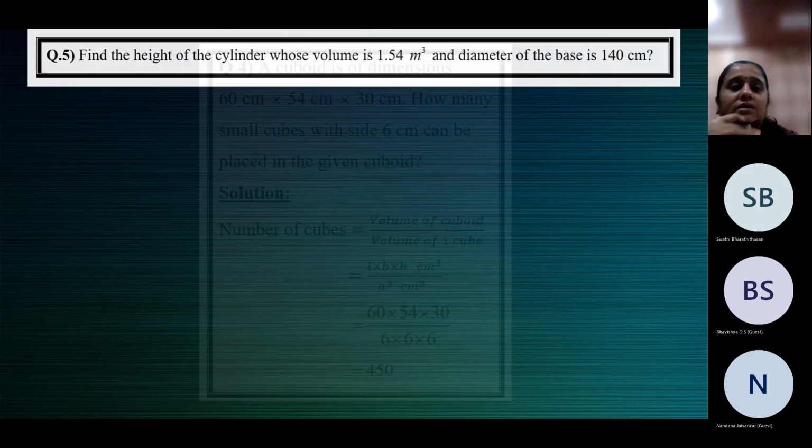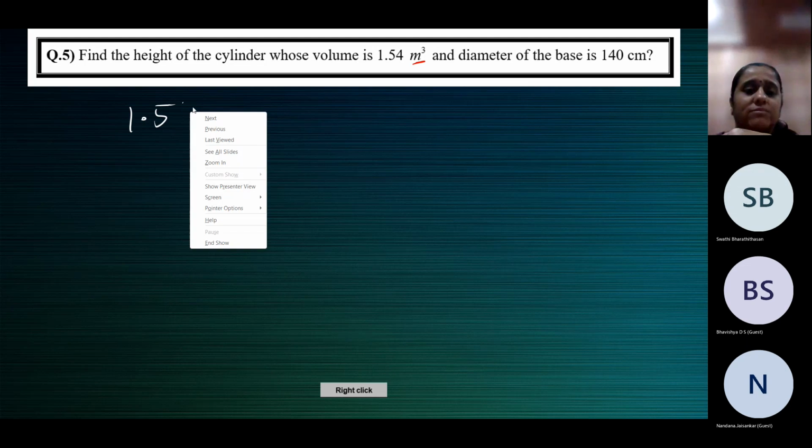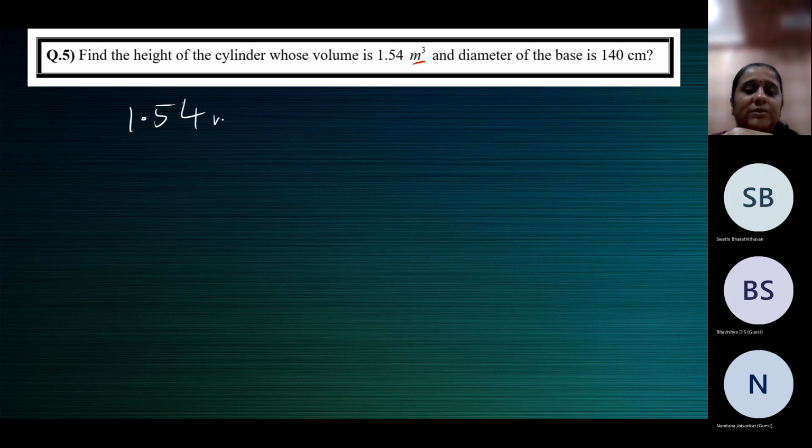Okay. Find the height of the cylinder whose volume is 1.54 meter cubed and diameter of the base is 140 centimeter. See that the units are different. Volume is 1.54 meter cubed, but the diameter is given in centimeter. So we need to convert volume, which is in meter cube, to centimeter cube. How do we convert 1.54 meter cube to centimeter cube?